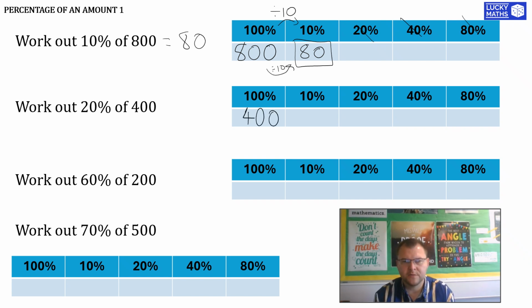Question 2, 100% is 400. 10% therefore, 10 times less than that, is 40. And to turn 10% into 20%, we double it. So another answer of 80.